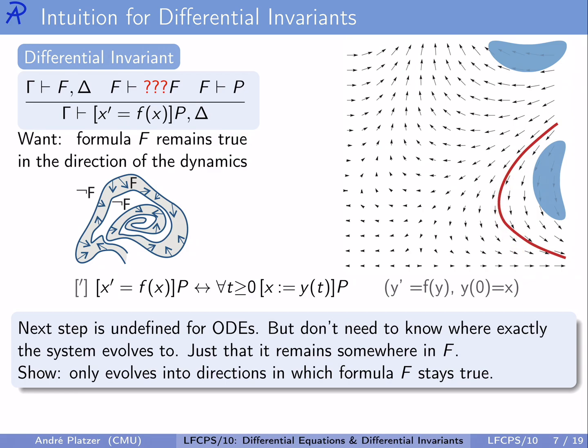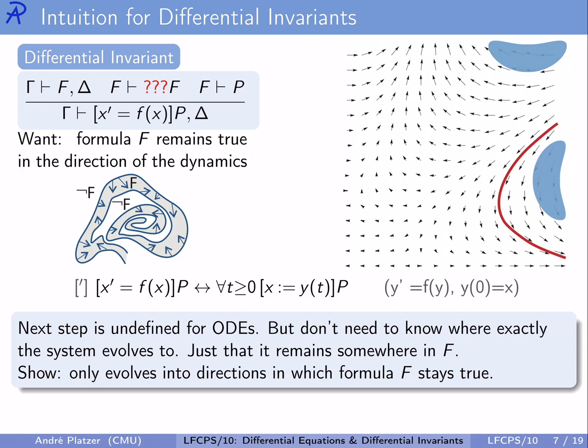So intuitively, if we start here and the system pushes us into an unsafe direction, then our system could possibly follow that and make us unsafe. But if this never happens, and we start somewhere safe and all the vectors point us from safe to safe, and from safe to safe, then even if we don't know where exactly we end up, we still know intuitively it must have been somewhere safe.